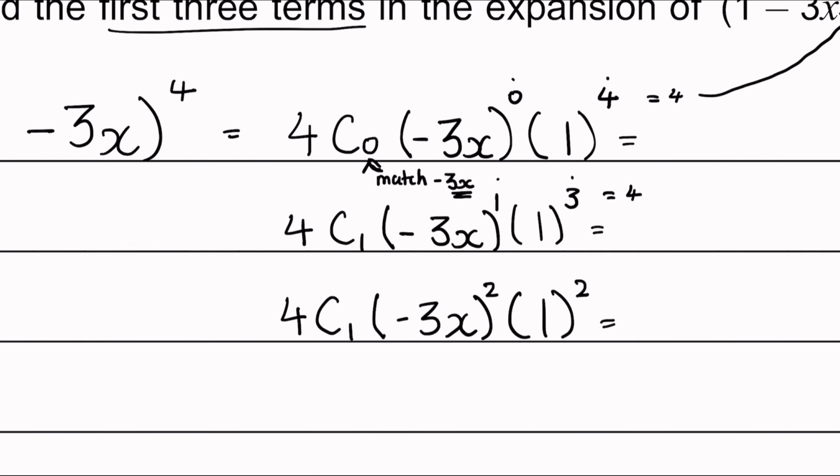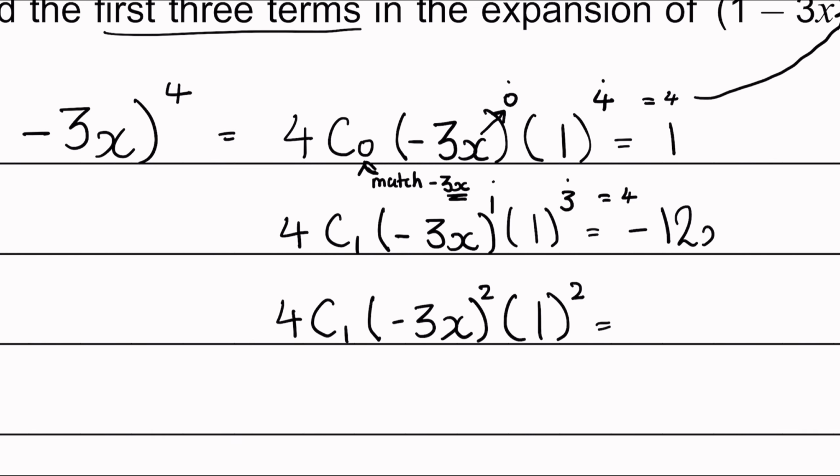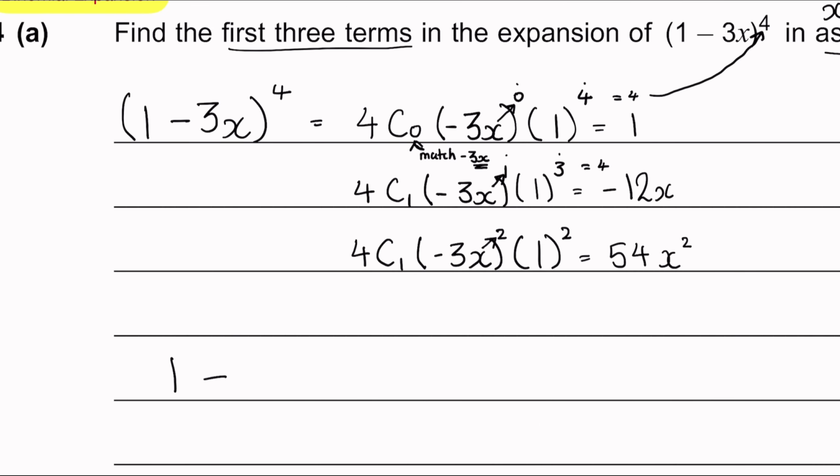So for the first value, we would have 1, and it would be x to the power of 0, but since x to the power of 0 is 1 anyways, we don't really need to write that down. The next one would be negative 12x. The x would have the power of 1. And the last one would be 54x to the power of 2, which matches with the value over here for x squared. So our answer would be 1 minus 12x plus 54x squared. And these are our first three terms of the expansion.